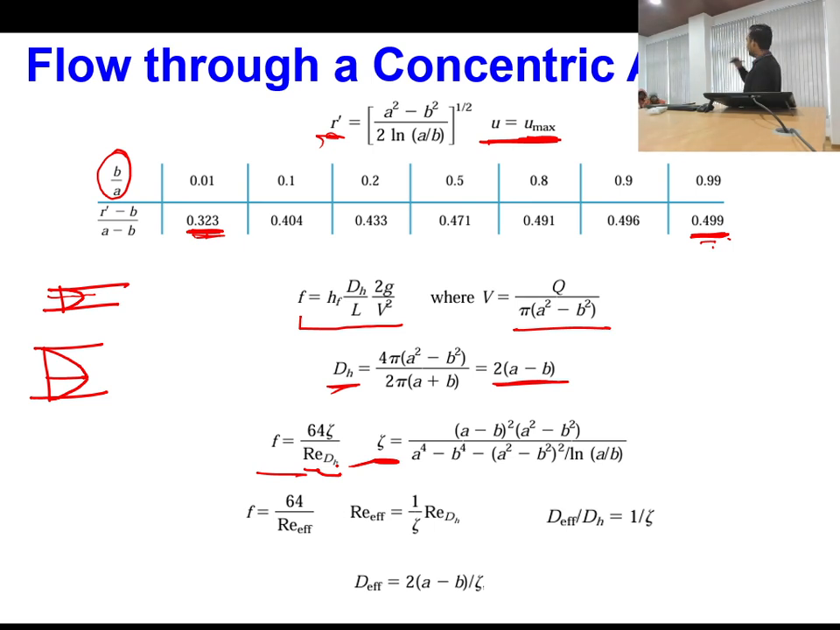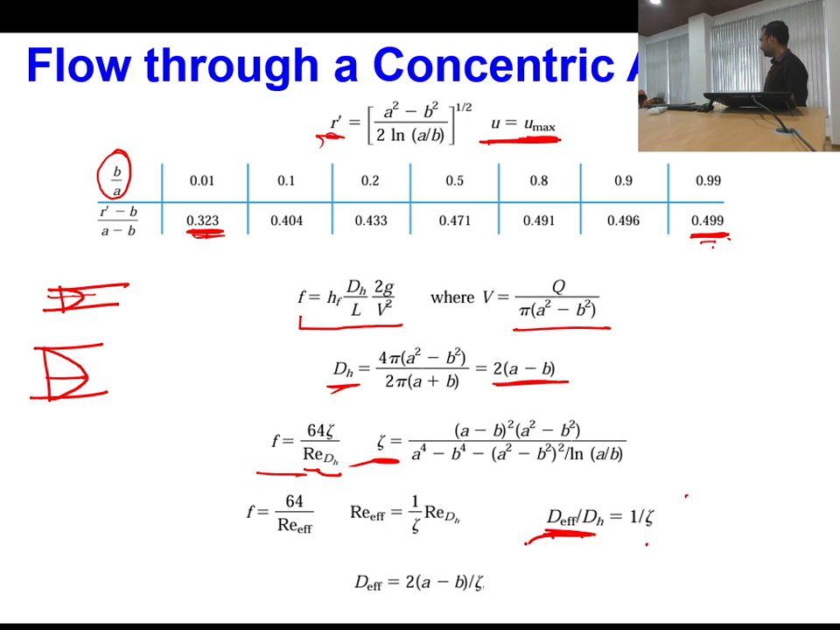In the case of plain Poiseuille flow, the correction factor was 64 by Reynolds number, 64 by 96. Here this correction factor is nothing but zeta. So if I have to calculate the effective diameter, it will be 1 by zeta times the hydraulic diameter. If I calculate the Reynolds number based on this effective diameter, I can simply substitute it into the turbulent correlation of pipe flow, and by that I will be able to obtain the friction factor even for this concentric annulus.